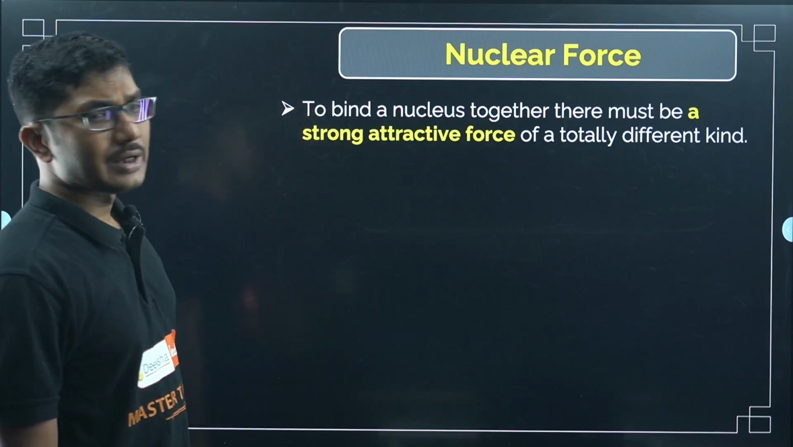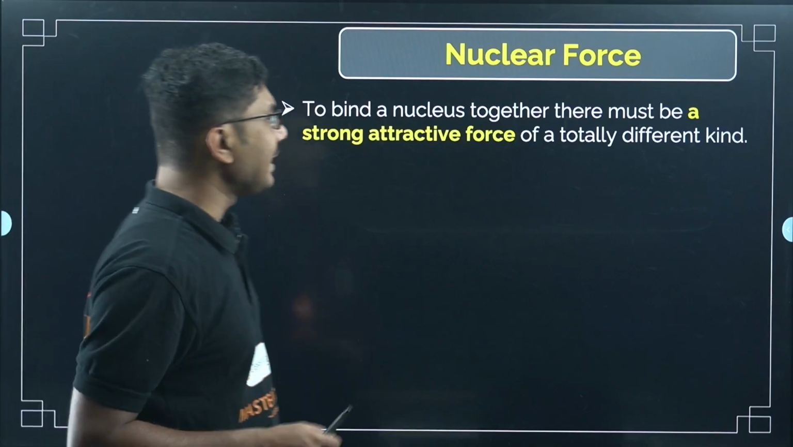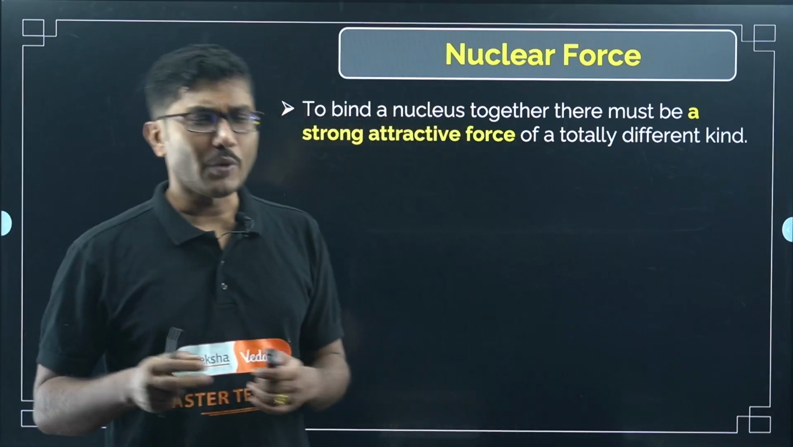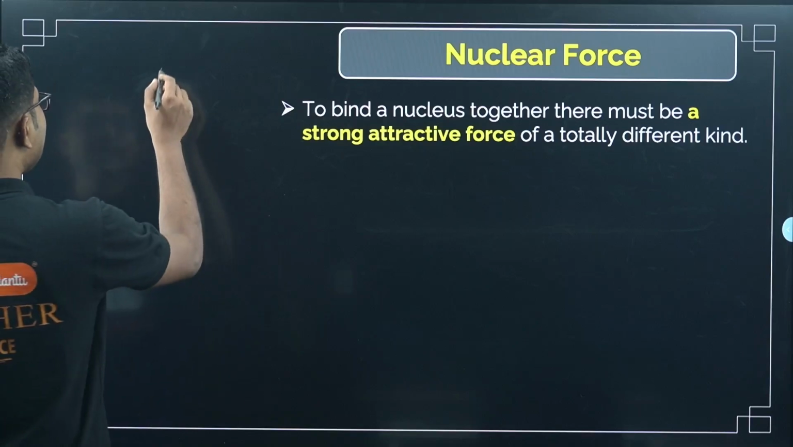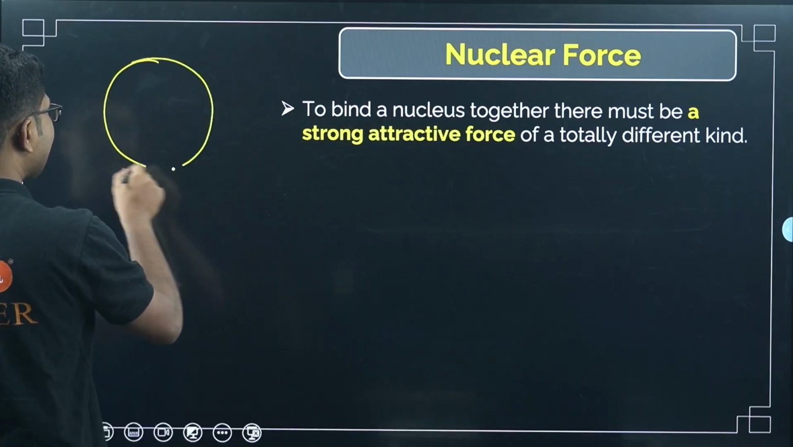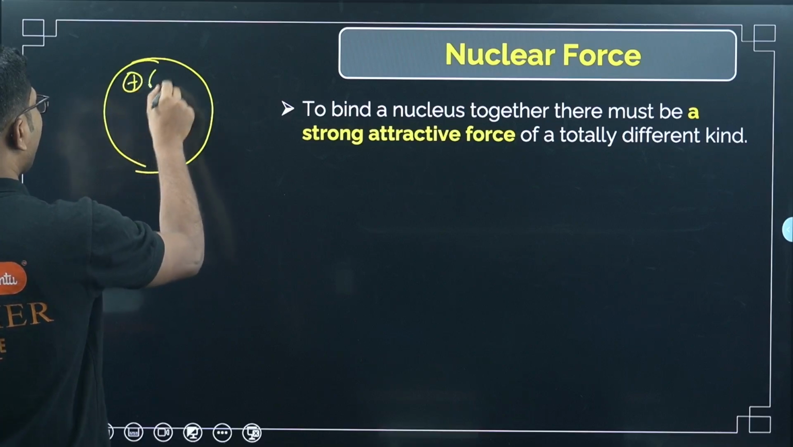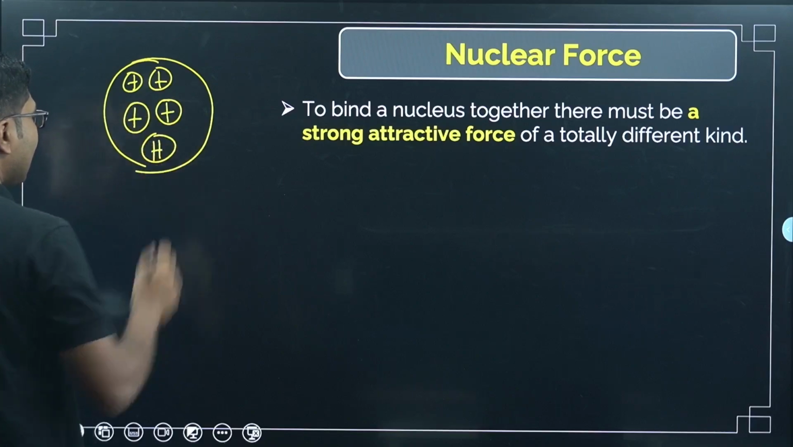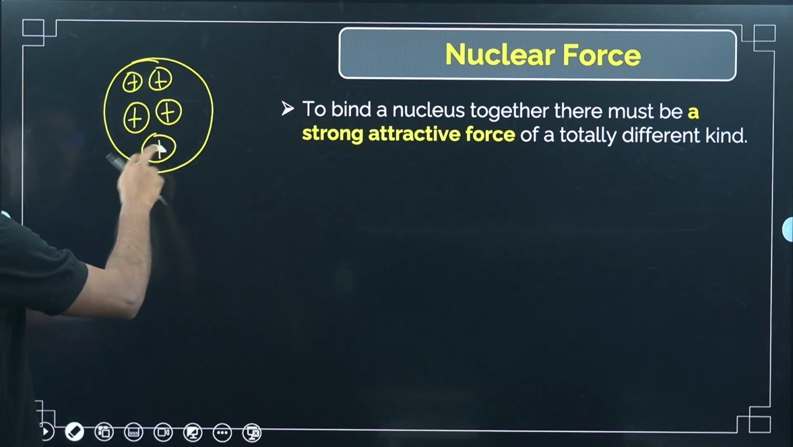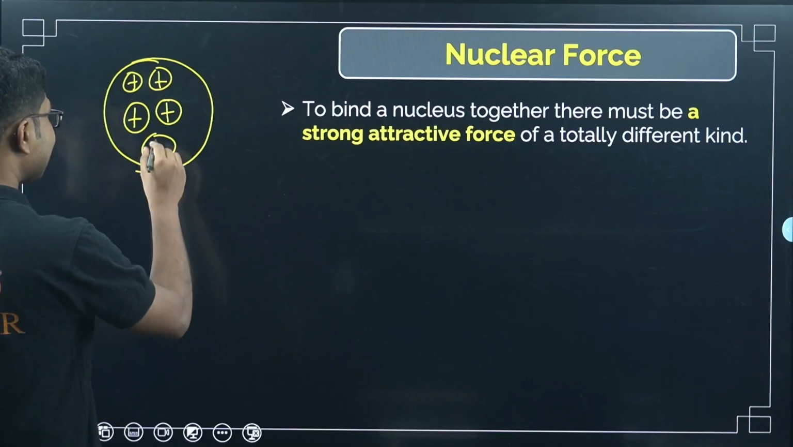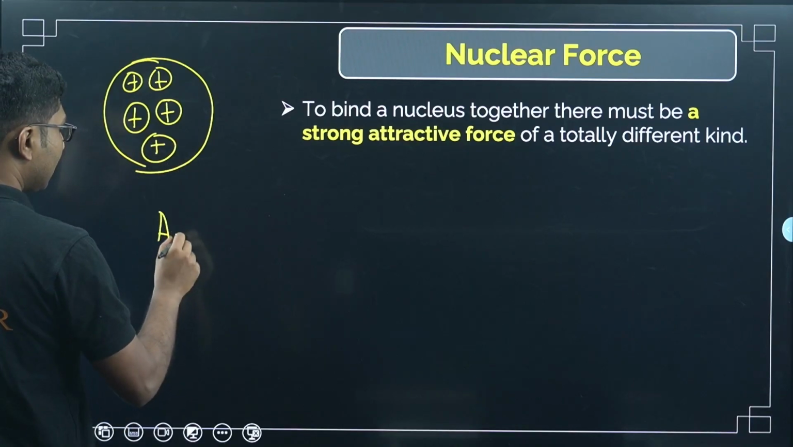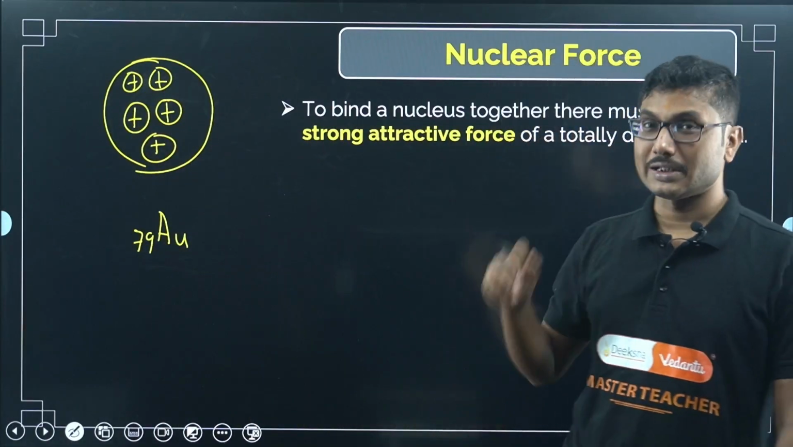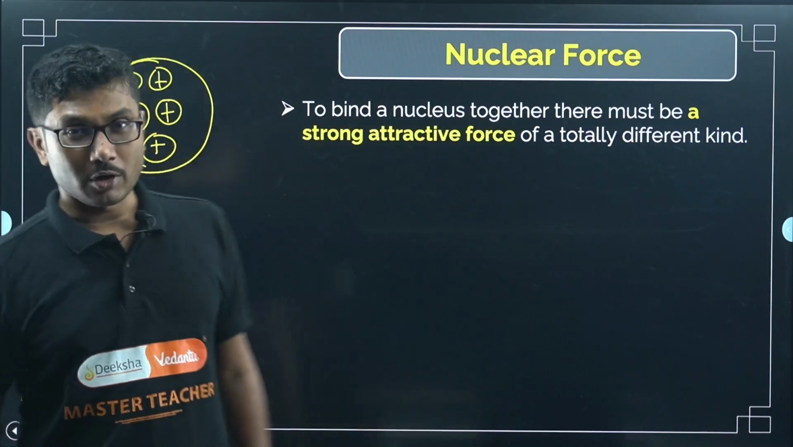To bind the nucleus together, there must be a strong attractive force of a totally different kind. Why so? Because we have learned that inside a nucleus there are positively charged protons and they are very close to each other. For example, if you consider yesterday's example of gold, in a gold nucleus there are 79 protons. There are heavier nuclei where even more protons are there.